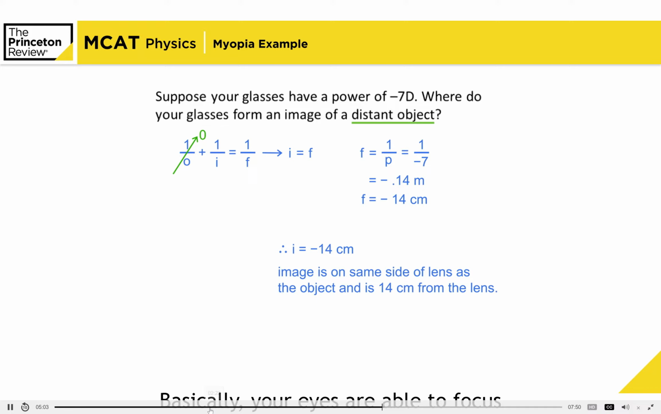Basically, your eyes are able to focus if you're nearsighted on an image that's that close to your face. You have no problem with near objects. It's distant objects that you have a problem with.